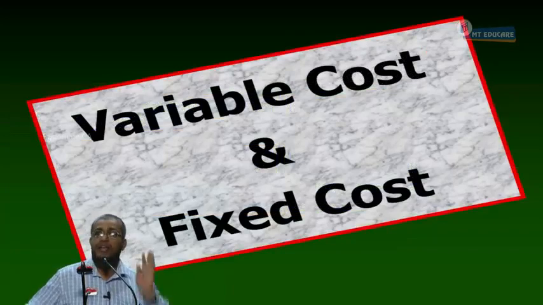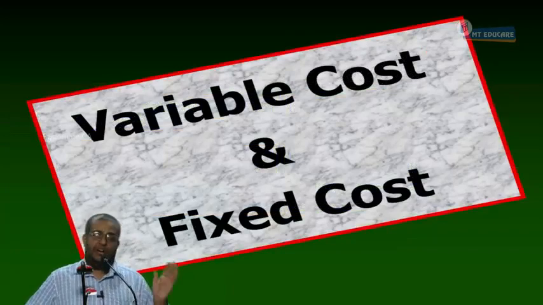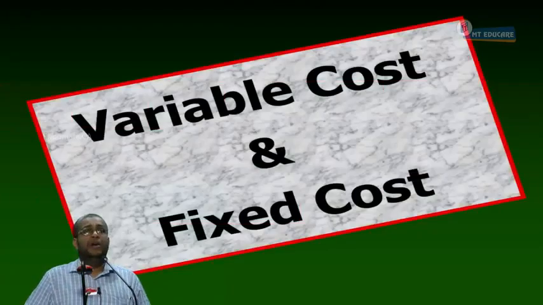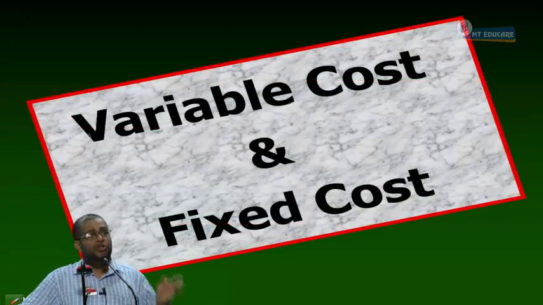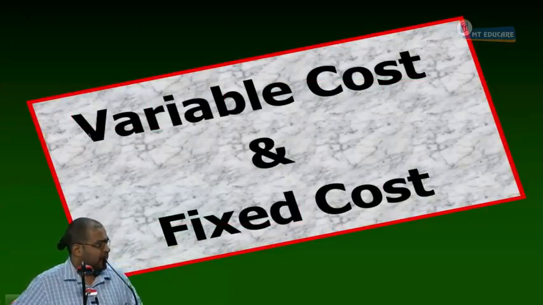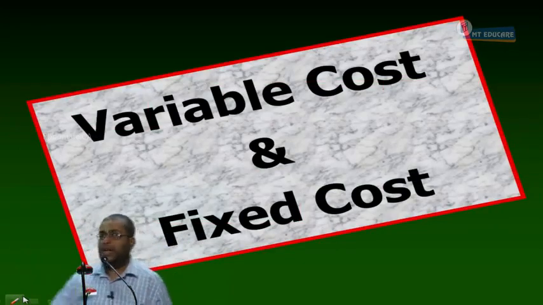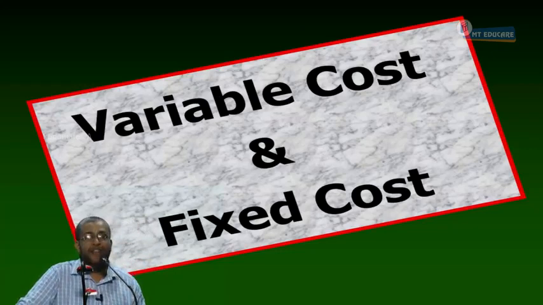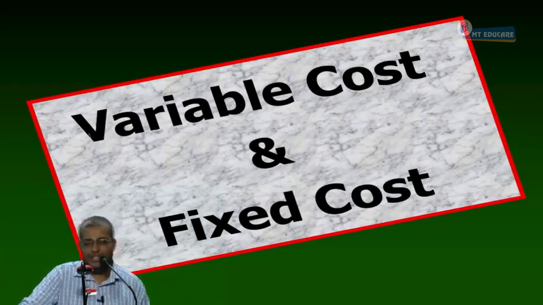Now, look at this. Variable and fixed cost. Okay, don't talk. Now, what is a variable cost? What is a fixed cost? You should have known this in CPT also. Studied in economics, I don't know. Tell me, what is variable cost? What is fixed cost? Variable cost varies. Fixed cost does not vary.